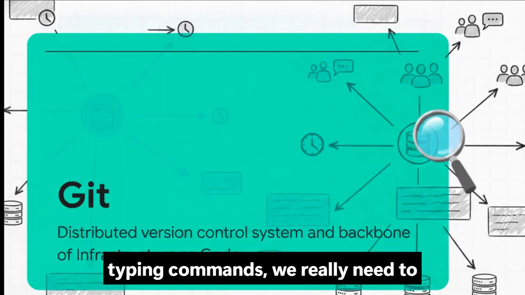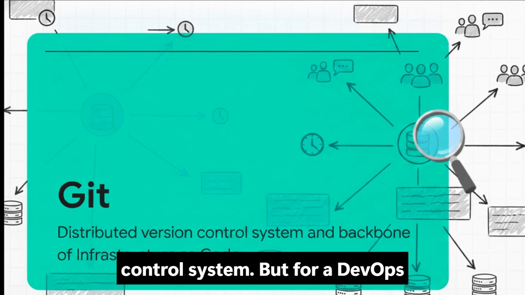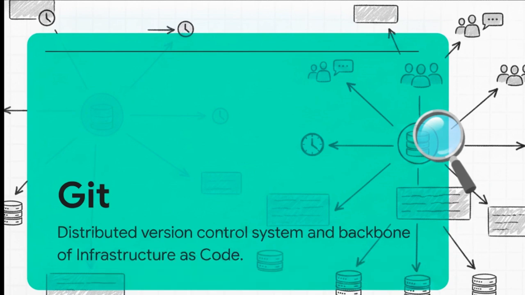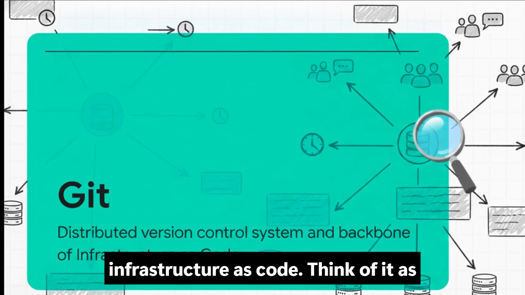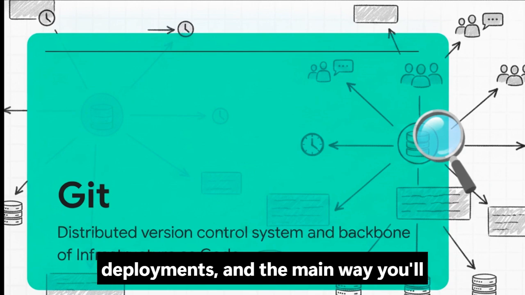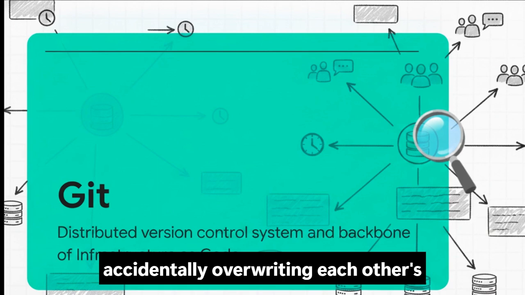But before we start typing commands, we really need to understand what Git actually is. Sure, at its core, it's a distributed version control system. But for a DevOps engineer, it is so much more than that. It is literally the essential backbone of infrastructure as code. Think of it as the time machine for your configurations, the single source of truth for your deployments, and the main way you'll collaborate with your team without accidentally overwriting each other's work.